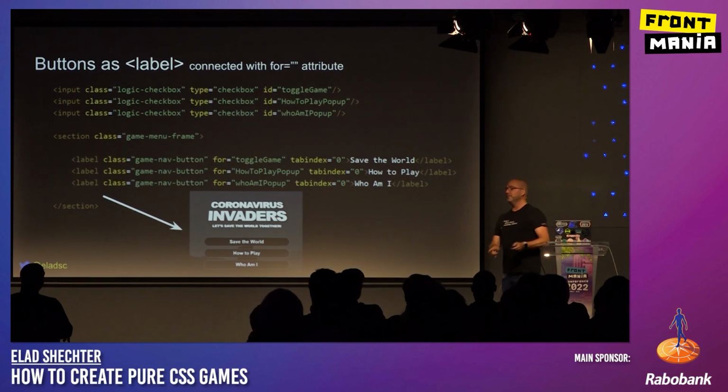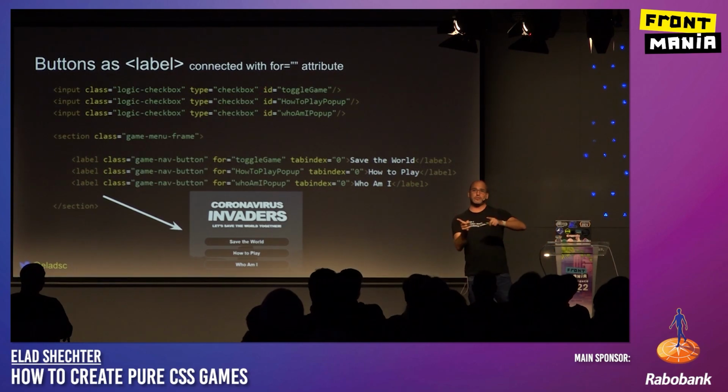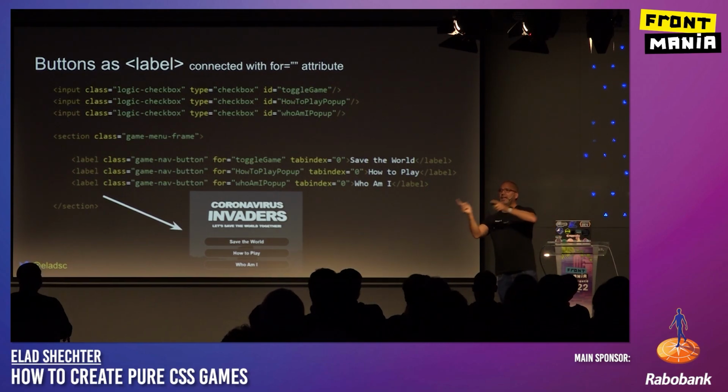This also means that if I click the Save the World label button, it will trigger this checkbox and change the status from unchecked to checked. If you click it again, it will change again from checked to unchecked, as many times as you click on it. The same goes for the two other label buttons.